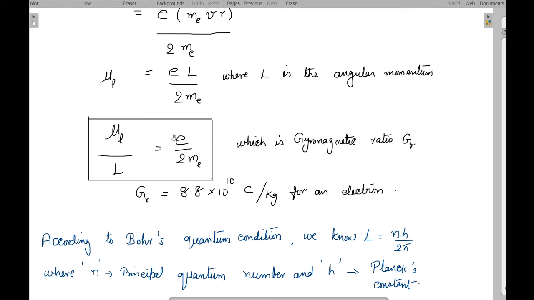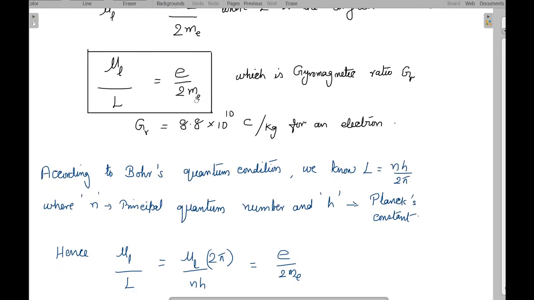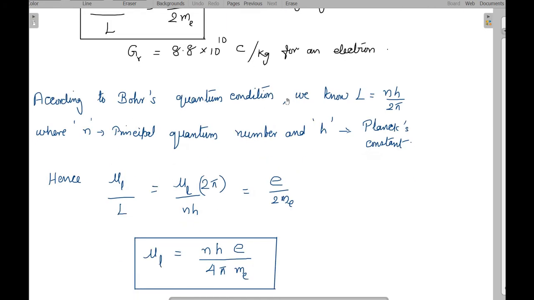If we take half of this, that is the gyromagnetic ratio. And already we got that the gyromagnetic ratio is the ratio between orbital magnetic moment and angular momentum of the electron, that is equal to e by 2me. Now if you put the values of e and me, we get the value of gyromagnetic ratio as 8.8 into 10 to the power 10 coulomb per kilogram for an electron.